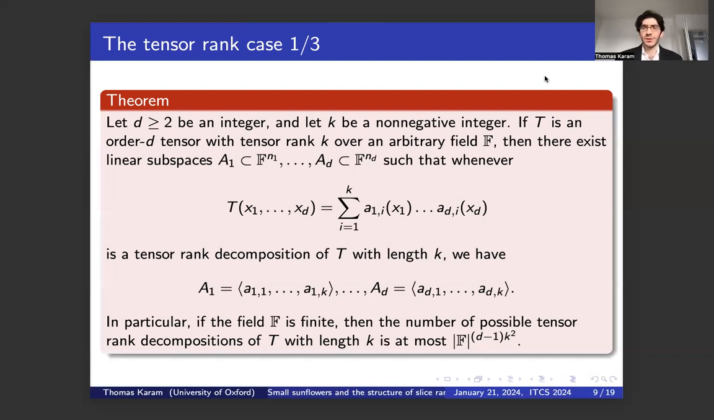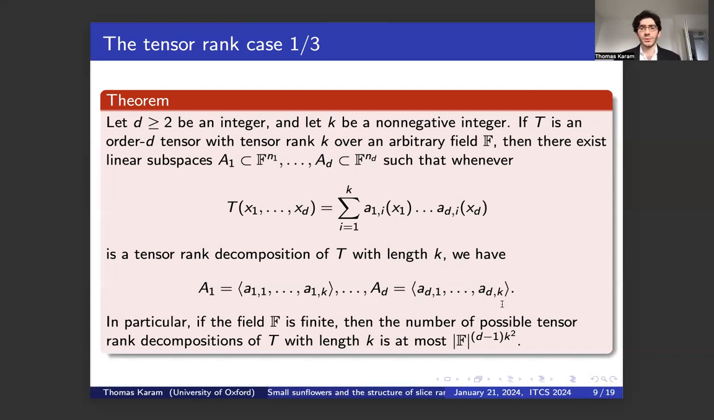there exist linear subspaces A1, A2, up to Ad, which are fixed and common to all minimal length decompositions of the tensor, such that whenever you take a minimal length decomposition of the tensor, the linear subspace spanned by the functions in the first variable is equal to A1, and similarly for the other variables. And this, by the way, gives you in particular a bound on the number of possible minimal length tensor rank decompositions in the case where the field is finite.